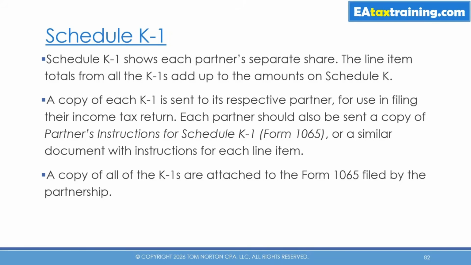partners. And then a copy of each K1 is sent to its respective partner so they can use it for filing their tax return. And then each partner should also be sent a copy of the instructions for Schedule K1 so they know what to do with the numbers on that K1. And then a copy of all the K1s are attached to the Form 1065 filed by the partnership. That way, the IRS knows what those partners are supposed to be reporting on their tax returns.